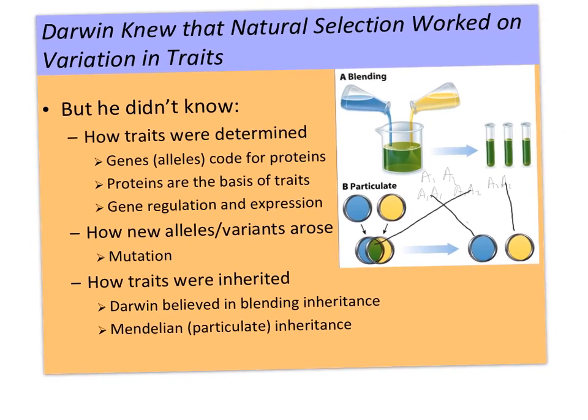So, also obviously Darwin didn't understand how mutations arose, and how traits were actually determined. In other words, genes code for a protein, they don't code for a trait. Proteins are the basis of those traits. And he didn't understand anything about gene regulation and gene expression, which we'll start to approach later on.